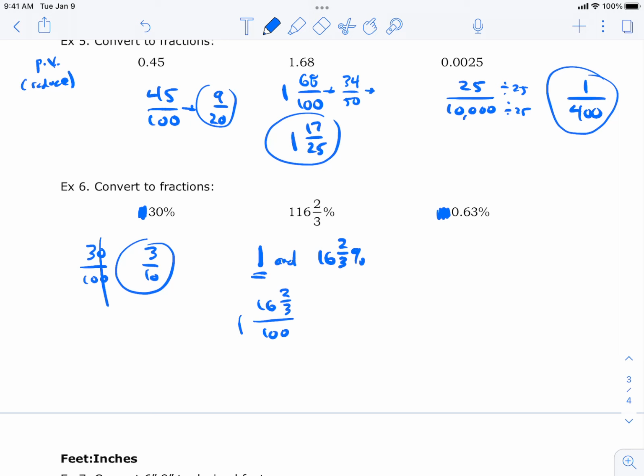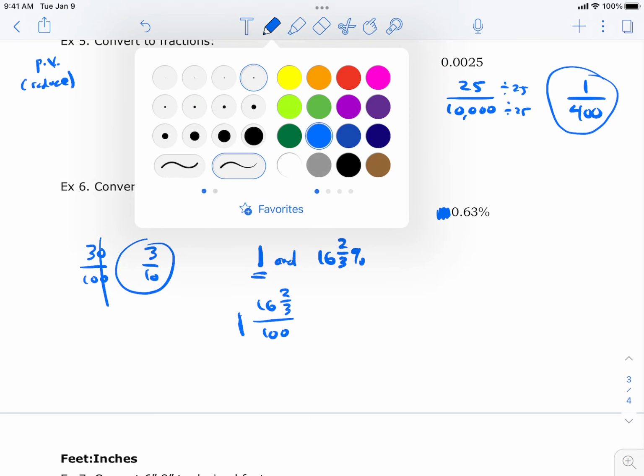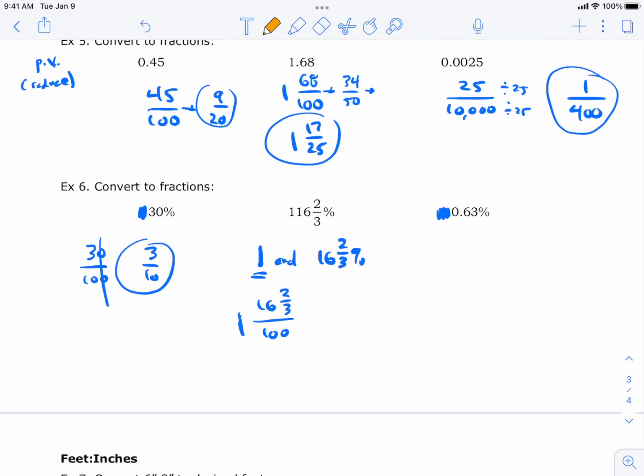Well, you could use your calculator, I suppose. You could take 16 and 2/3, maybe call it 16.666667, and divide by 100. But I'm going to show you a nice slicked way to do this exactly. What you would do is take 16 and 2/3 and divide it by 100. No, you wouldn't. That's if you were doing decimal stuff. I don't want to do decimal stuff. This is what I would do.